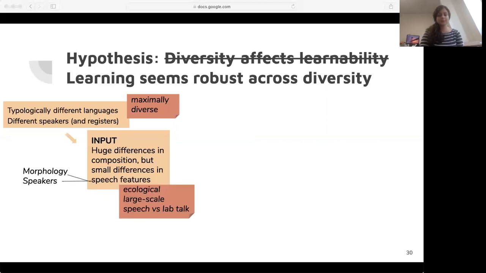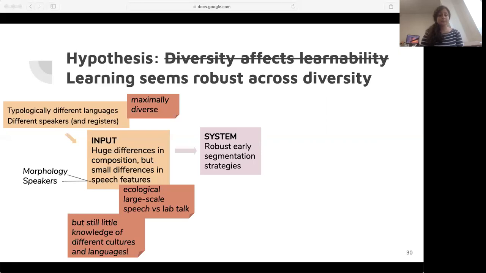This may not come as a surprise, however. Ecological, large-scale, everyday input may present fewer differences in these domains than what we may find in lab talk. That said, we still know so little on all these different cultures and languages. We need more research on how representative these results are out there.